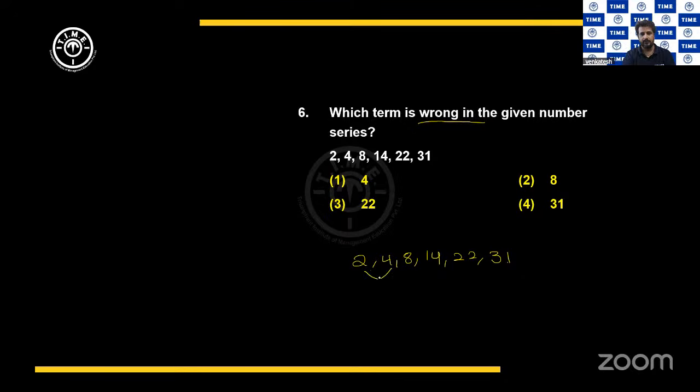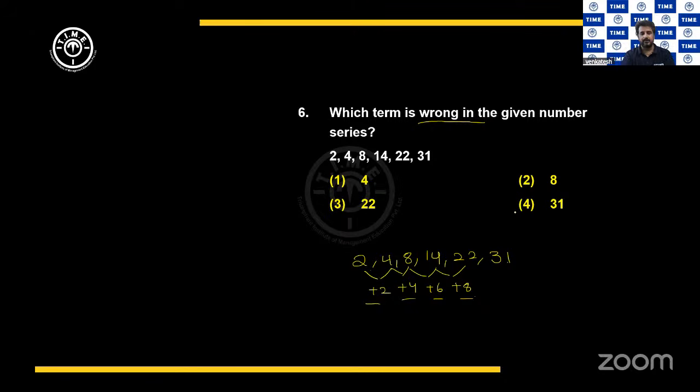So 2 and 4, plus 2. 4 and 8, plus 4. 8 and 14, so plus 6 is happening. 14 and 22, plus 8 is happening. Now if you observe the pattern, plus 2, plus 4, plus 6, plus 8.